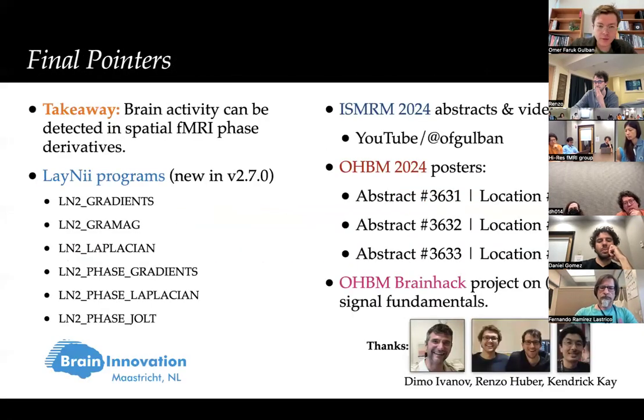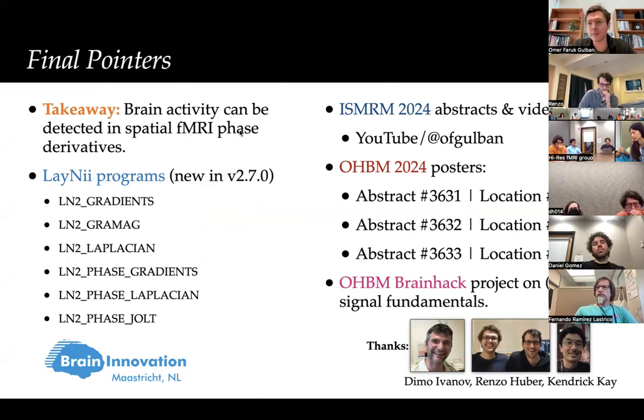So I would like to end this a bit open-ended. These things are going on, and I'm trying to find and think about what is there. But there is one big takeaway, the conjunction of this conductivity ISMRM abstract and my anatomical phase jolt imaging: there is definitely brain activity that can be detected in the spatial phase derivatives. That's justified by theory, justified in practice. It's really there. So what is it?